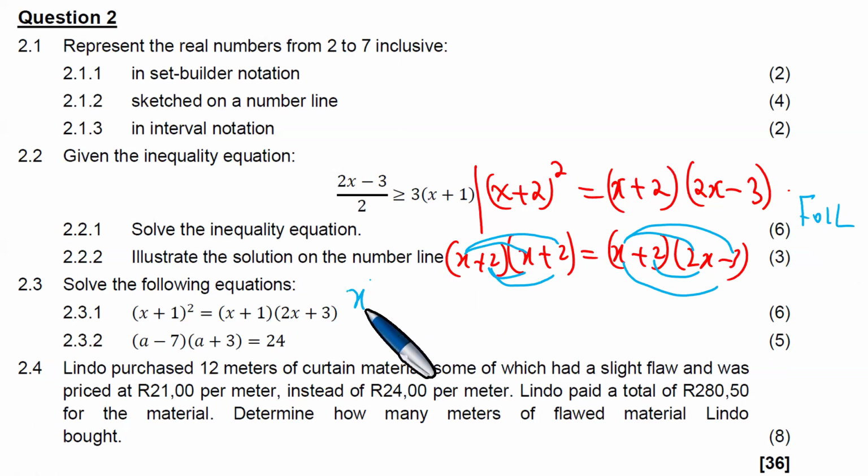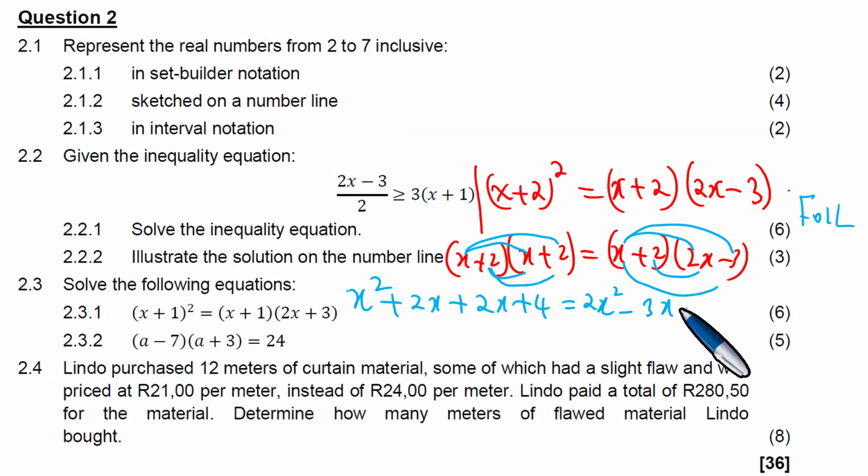x times x is x squared. And then 2x times 2x is 4x squared, plus 4x minus 6.